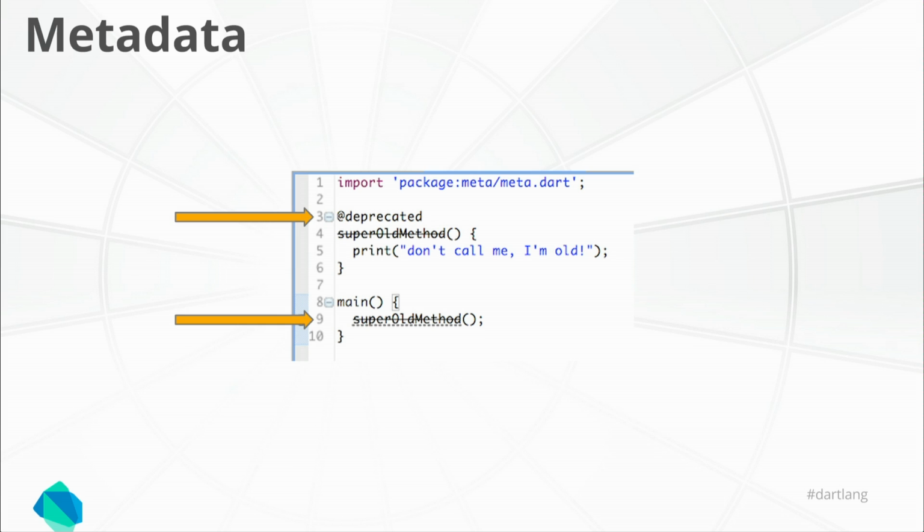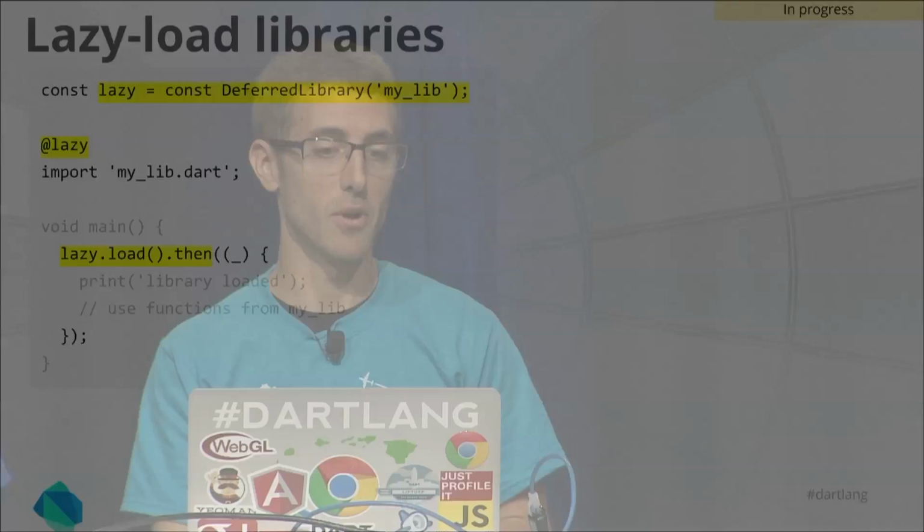Another new feature is metadata. Here's a good example. You can use metadata with the @ symbol, here @deprecated, and that gives really good feedback to, say, tools. In this case, the Dart editor can look at @deprecated and then visually indicate the functions or methods that are deprecated. The nice thing about metadata in Dart, though, is you can define your own metadata.